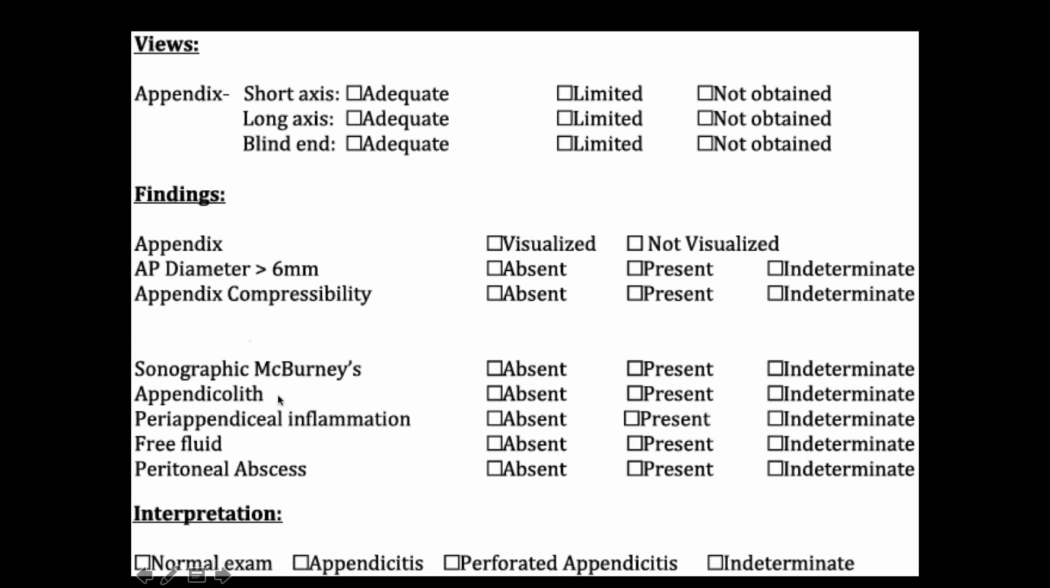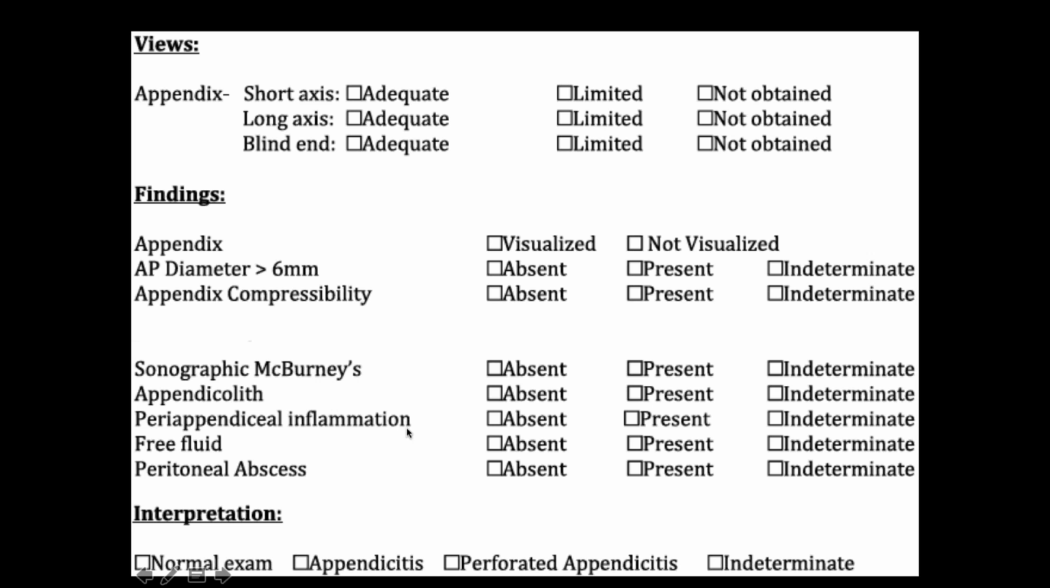An appendicolith is also pretty specific for appendicitis, but not always is a patient with an appendicolith going to have appendicitis. But they say that it's more specific as a marker for appendicitis. The way you're going to pick this up is when you're looking in the appendix, the lumen of the appendix has a hyperechoic line with a lot of posterior acoustic shadowing. I'll show you all these different secondary features in each clip where we've got positive appendicitis clips, and we'll go through each one of them.